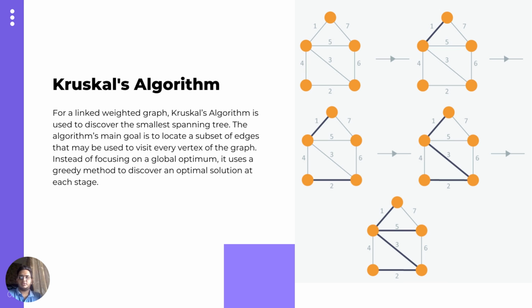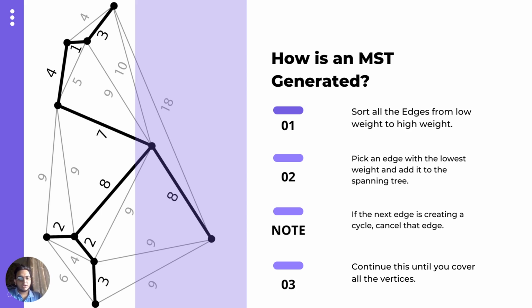We just need to follow some basic steps. Step 1, sort all the edges from low weight to high weight. Step 2, pick the edge with the lowest weight and add it to the spanning tree. One note that we need to keep in mind is that if the edge is creating a cycle, we need to cancel that edge, and continue till all the vertices are connected.